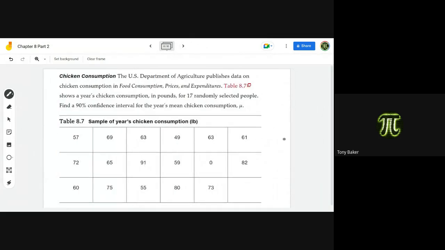All right, chicken consumption. So we have to figure out. Does anyone remember the chicken price spike? It was like a year or so ago. The chicken price like went through the roof.